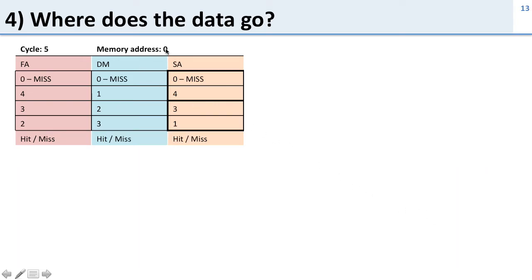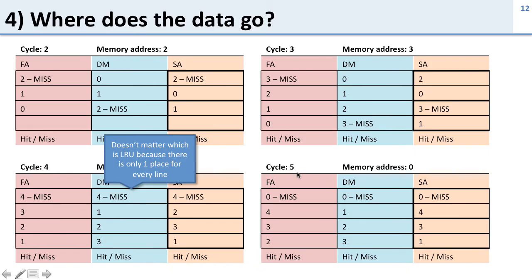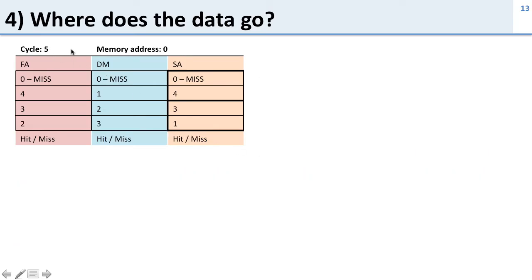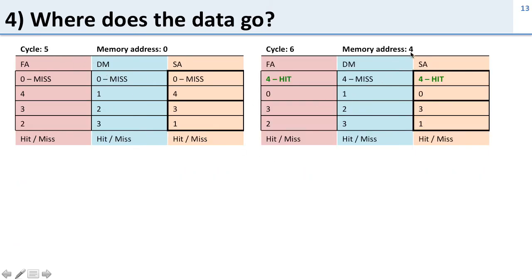Now we go and access memory address 0. Sorry, this is the same thing here as cycle 5, just bringing cycle 5 over here. Now we go and access memory address 4 again. So now we have a hit in the fully associative cache because 4 is in there, and 4 becomes the most recently used. We have a miss in the direct map one because remember we just kicked out 4 to put in 0. So now we kick out 0 and put in 4. And we have a hit in the set associative one because we had 4 in there before.